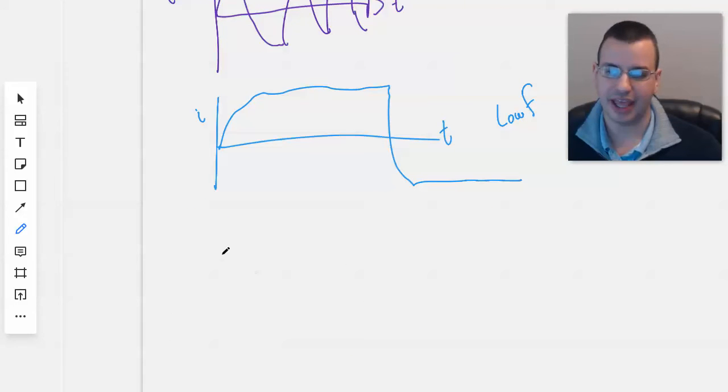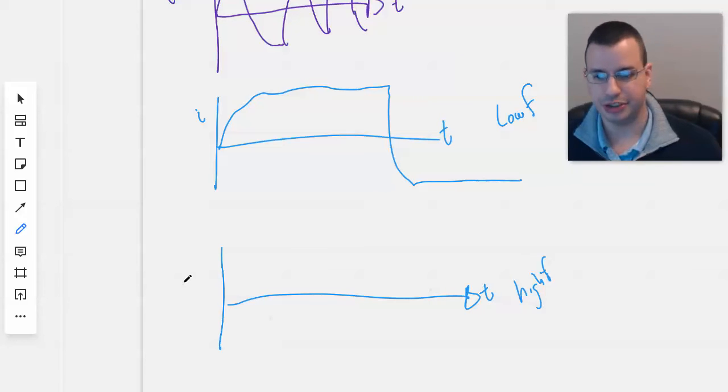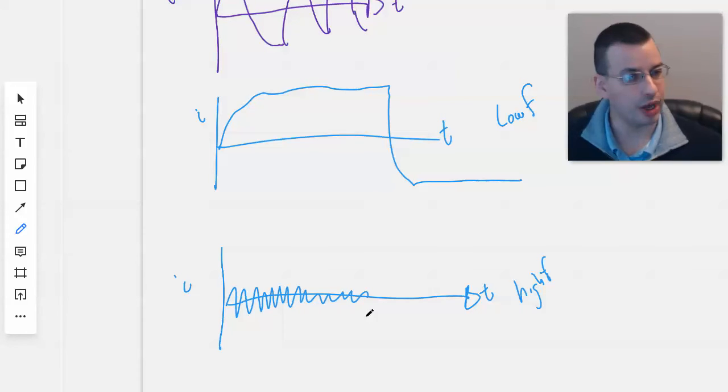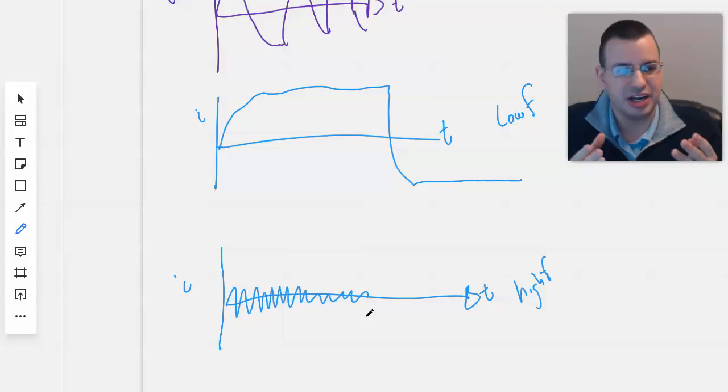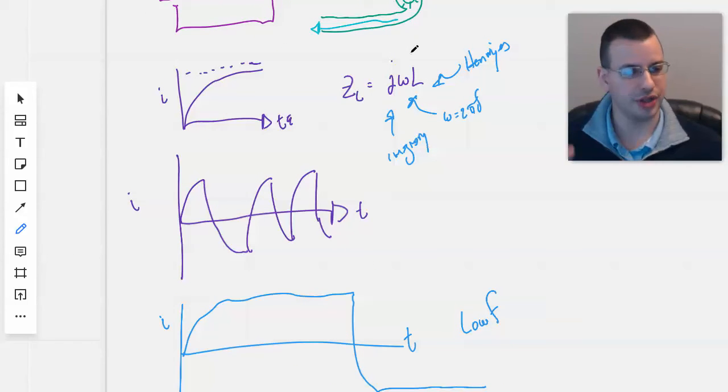But if you have a high frequency, this will be T, this will be a high F, this will be current, you get something kind of like this, where it never has time to fully ramp up or ramp down, and it's just kind of stuck in this back and forth where you have this water wheel that's getting jittered back and forth without actually doing any work or allowing any current to really go through it.